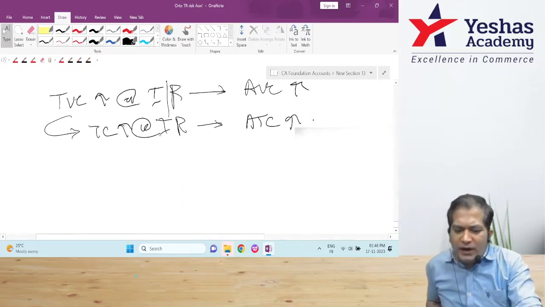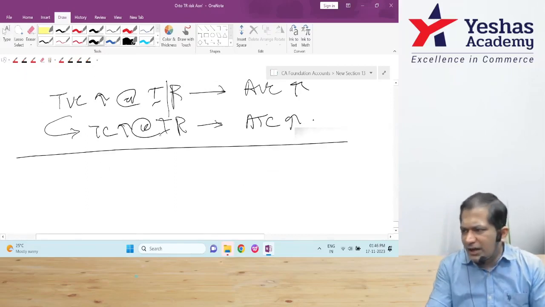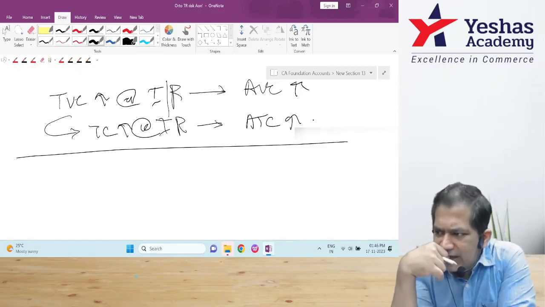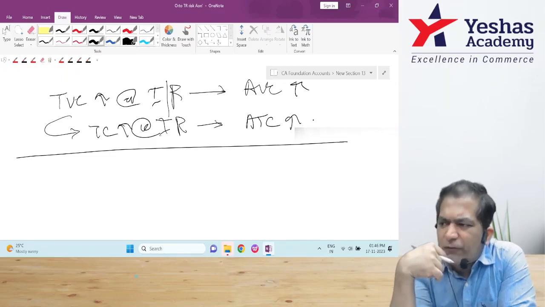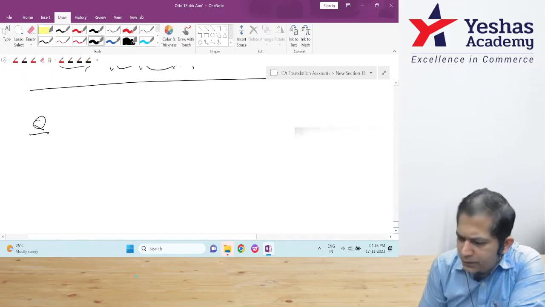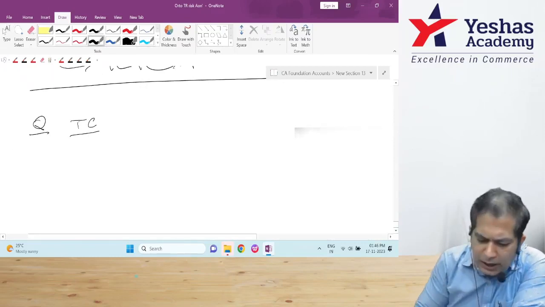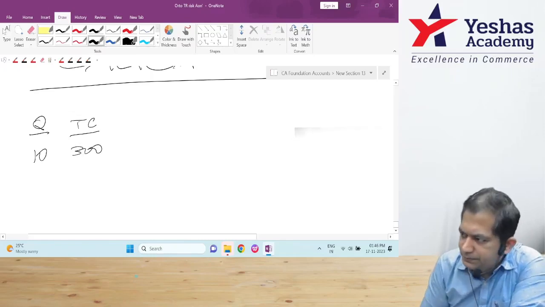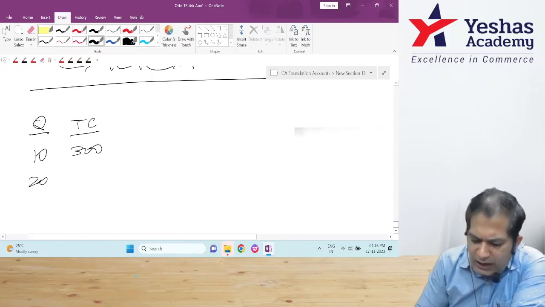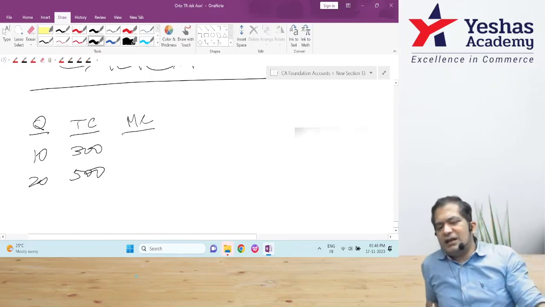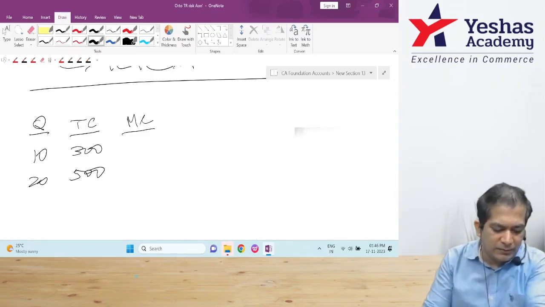Clear? So when I talk about marginal cost, when total cost is initially increasing at a diminishing rate, don't you think marginal cost will fall? Suppose this is the quantity of output, this is the total cost. I'm producing 10 units at let's say 300 rupees. I'm producing 20 units at 500 rupees. Now, if I have to calculate the marginal cost, first of all, tell me, is the total cost increasing at a diminishing rate or increasing rate? You tell.